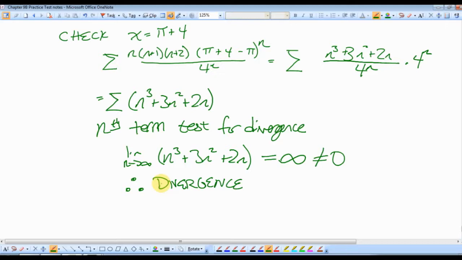How do you know when to do that nth term test? If you suspect divergence.